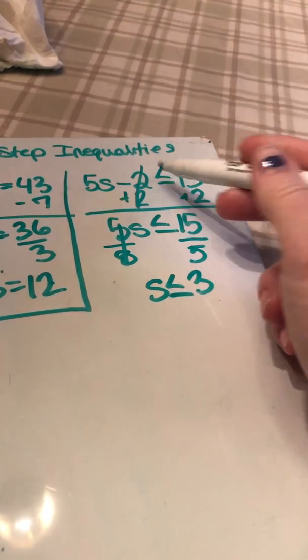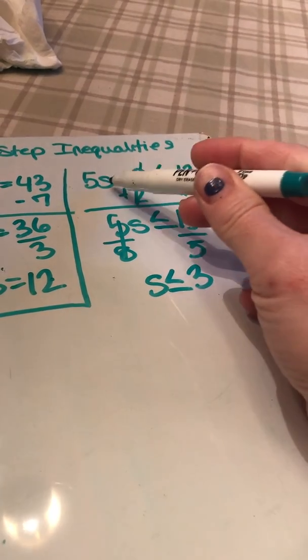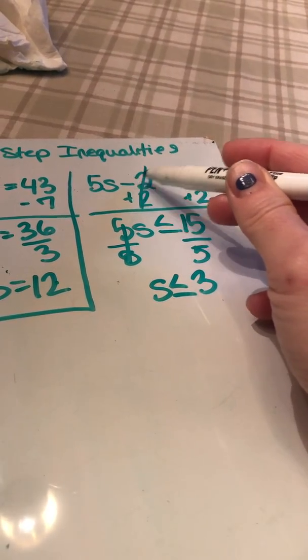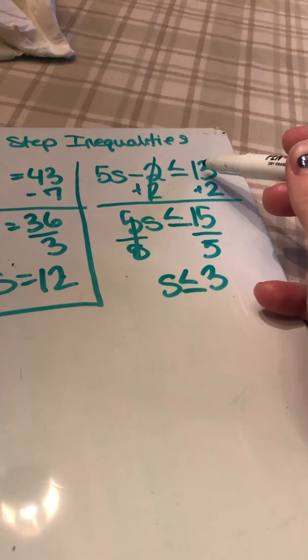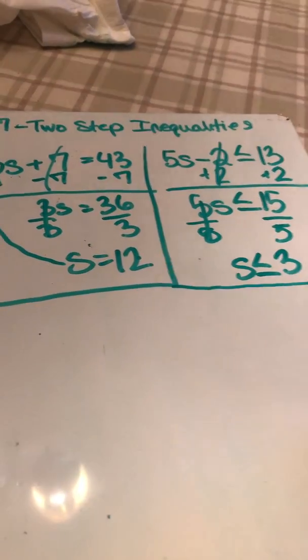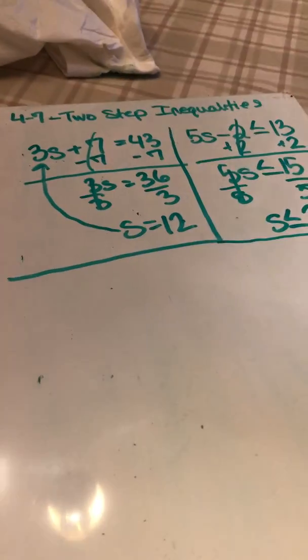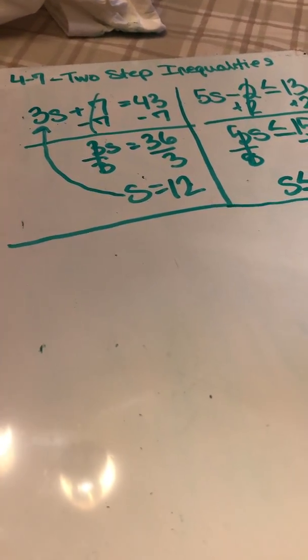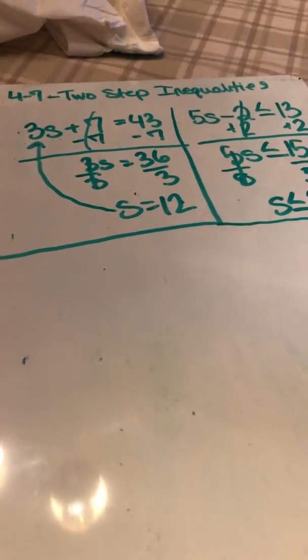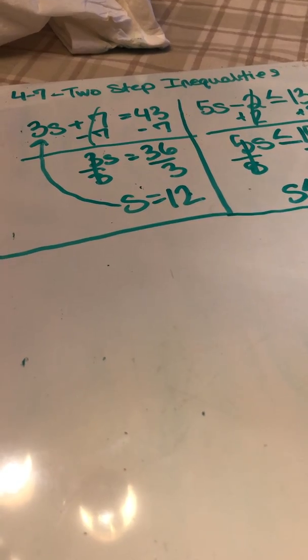And we can always plug that number back in to make sure it makes our equation true. So 3 times 5 is 15 minus 2 would be 13. 13 is less than or equal to 13. But as you know, when we go to solve inequalities using division and multiplication with a negative number, we have to flip the inequality. So let's take a look at one where we do have to flip the inequality.